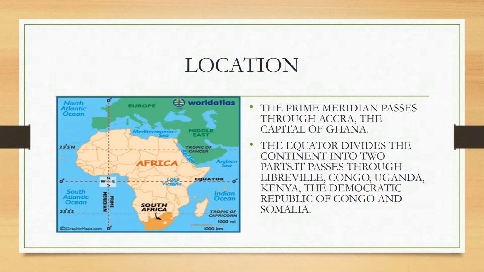The equator divides the continent into two parts. It passes through Libreville, Congo, Uganda, Kenya, the Democratic Republic of Congo and Somalia. So these are the countries through which equator passes. Dear students, on the map of Africa which is provided to you on the left side, try to locate prime meridian and equator.